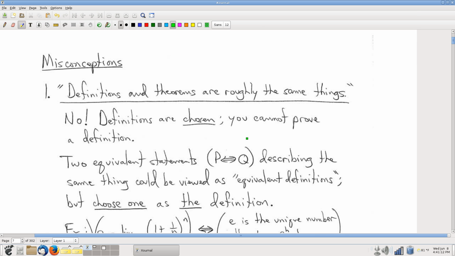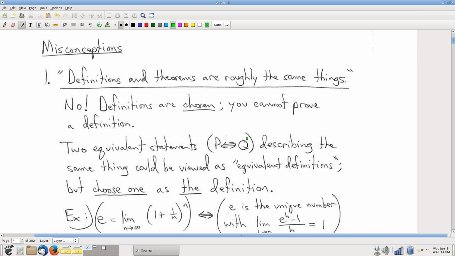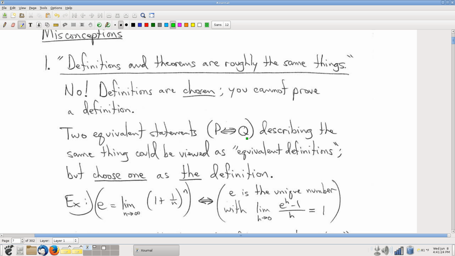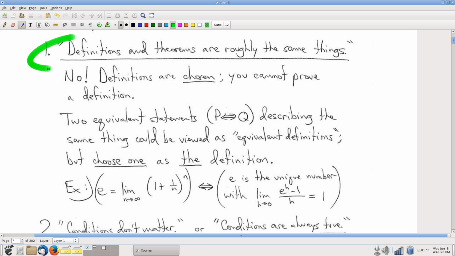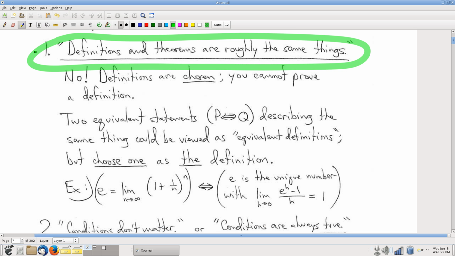Okay, so I want to say a few things about misconceptions about deductive reasoning and math in general. I have a few of them listed here. Let's start with the first. Here's a misconception: many students are not clear on the difference between a definition and a theorem. And they are importantly different things.